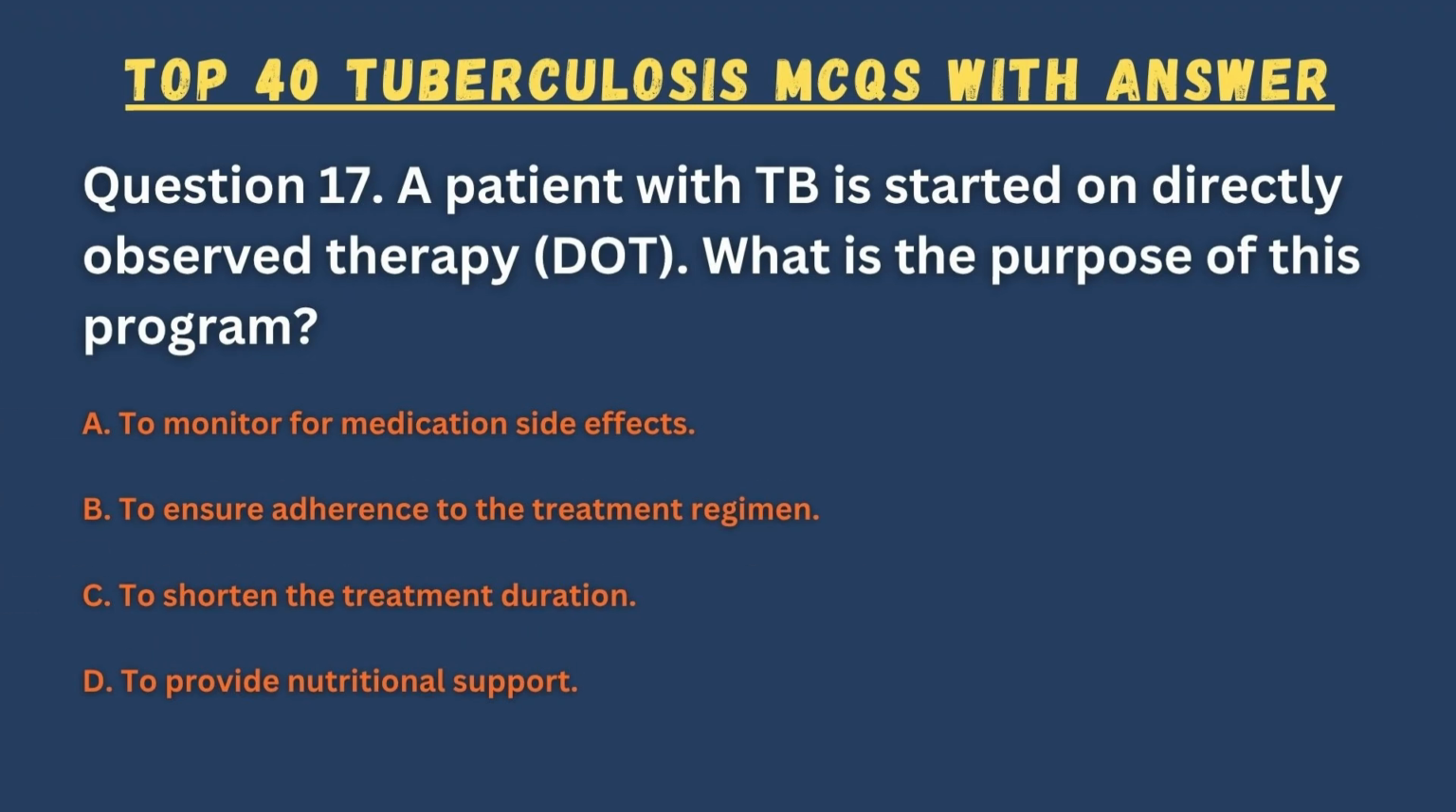Question 17. A patient with TB is started on directly observed therapy (DOT). What is the purpose of this program? A. To monitor for medication side effects. B. To ensure adherence to the treatment regimen. C. To shorten the treatment duration. D. To provide nutritional support.